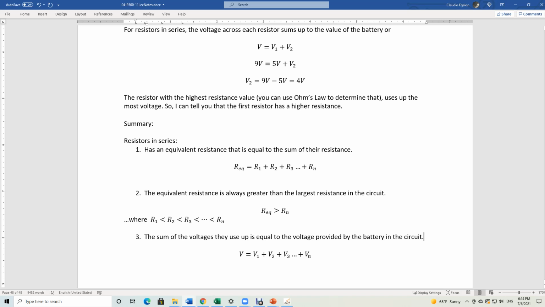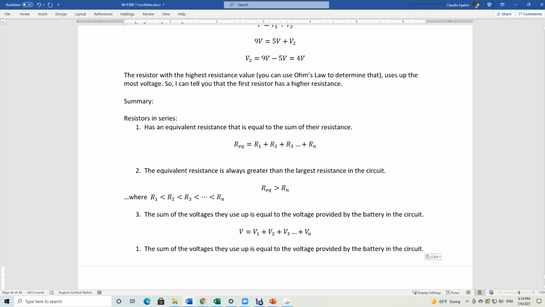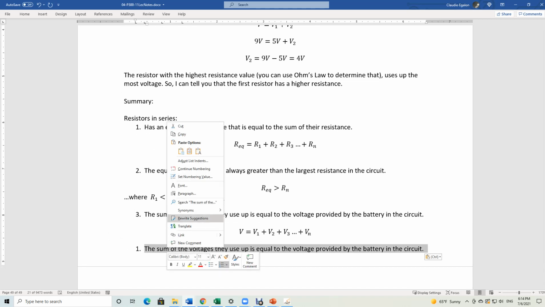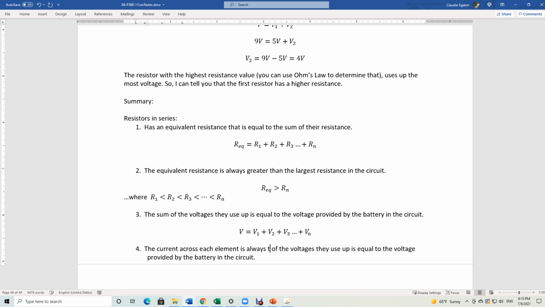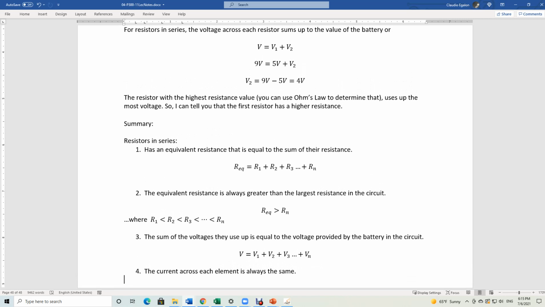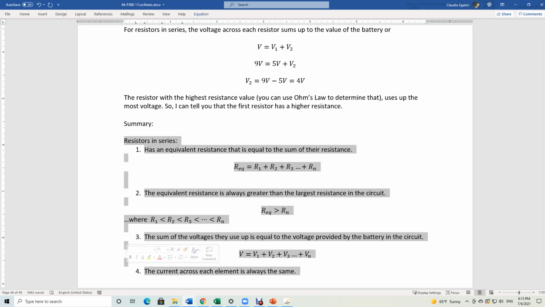What else? There is one more important thing. The current across each element is always the same. The voltage is not, but the current is the same. Let me show you. So, 4 important points. We're going to revisit those 4 important points when we start talking about resistors in parallel.